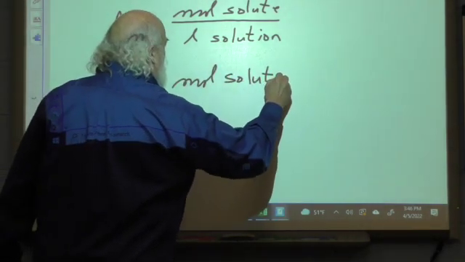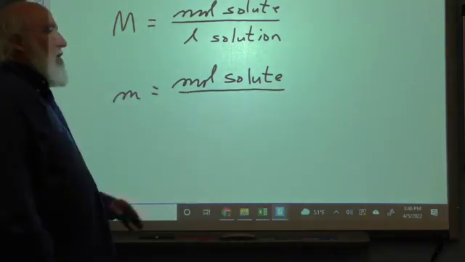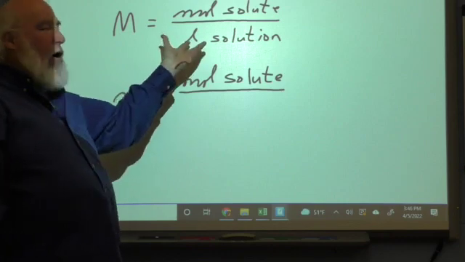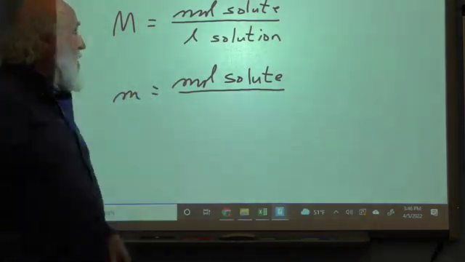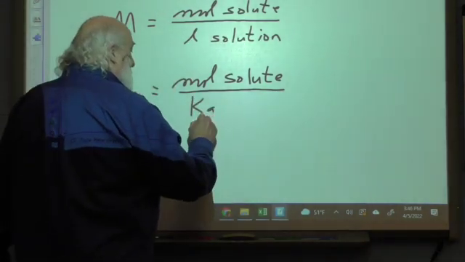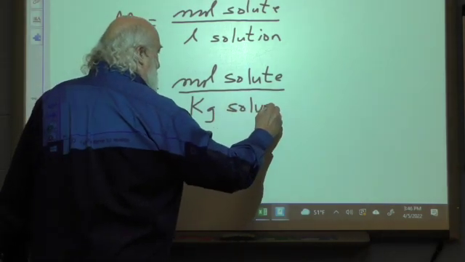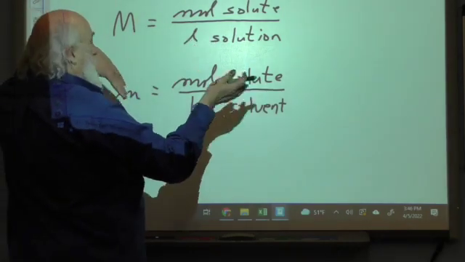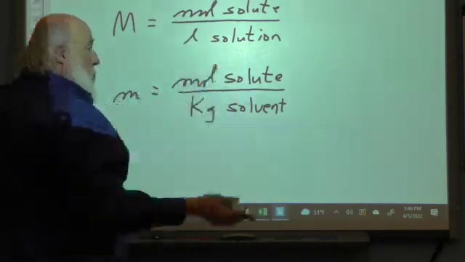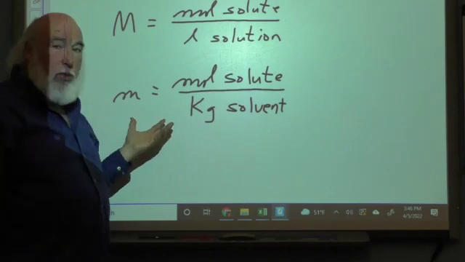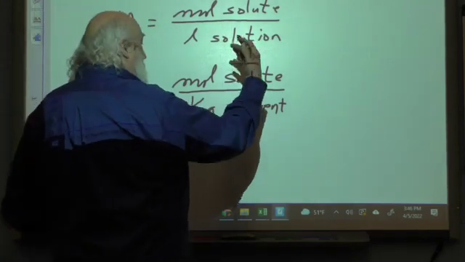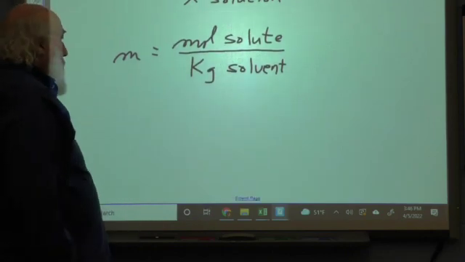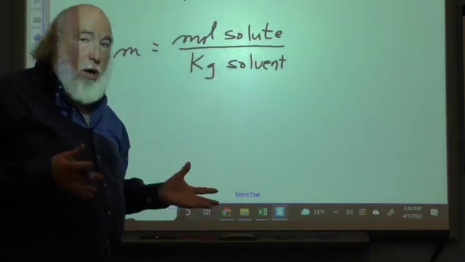But the point of comparison is totally different. Instead of even considering solution, we look only at the solvent. And instead of a volume, we deal with the mass of the solvent. So we use kilograms of solvent. So the label M, just like capital M was moles per liter, even though it just said M, we read it as moles per liter. Same thing here with the little m. This is read as moles per kilogram. Okay? And that's really all there is to it.